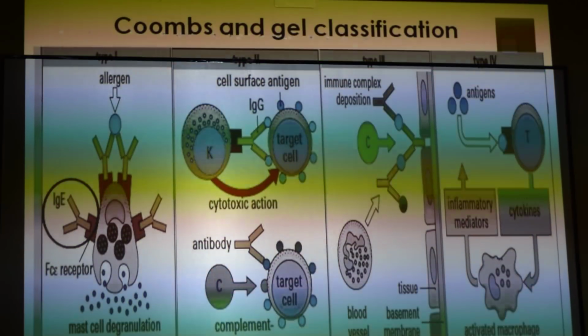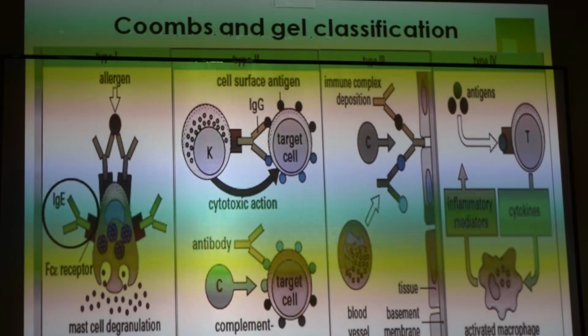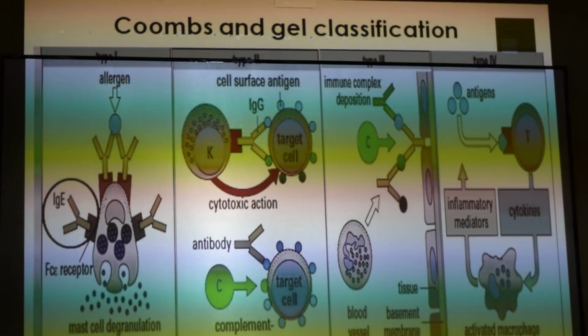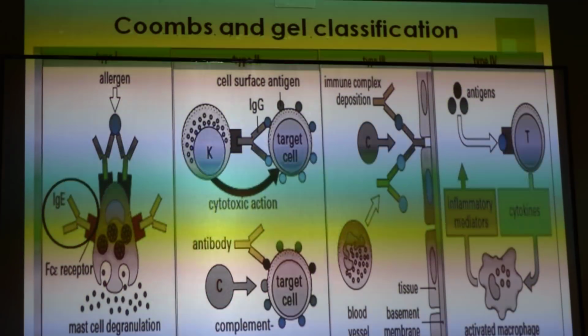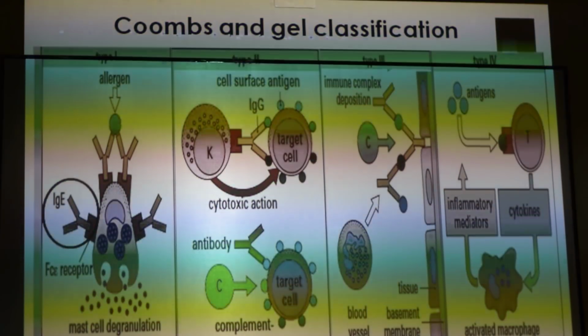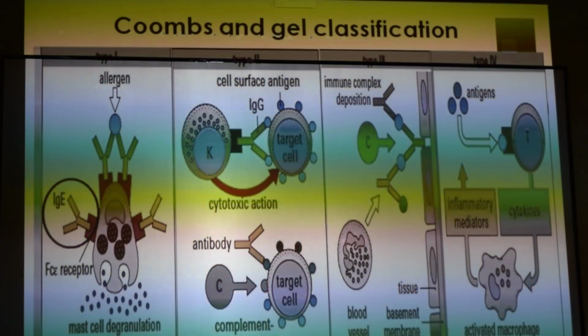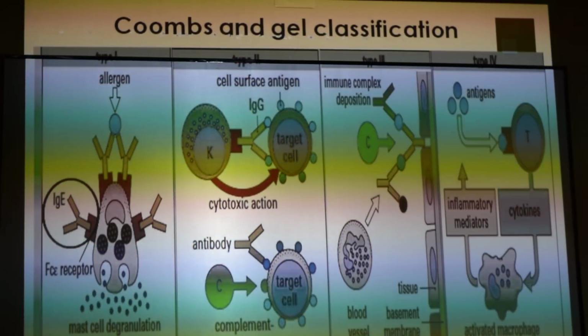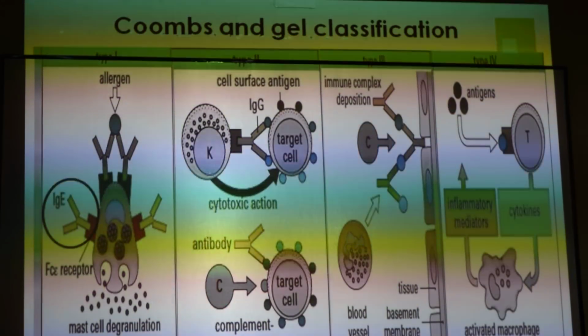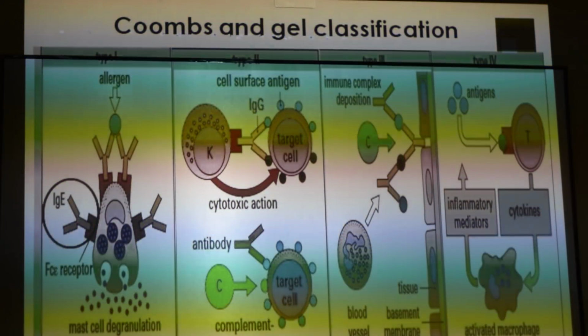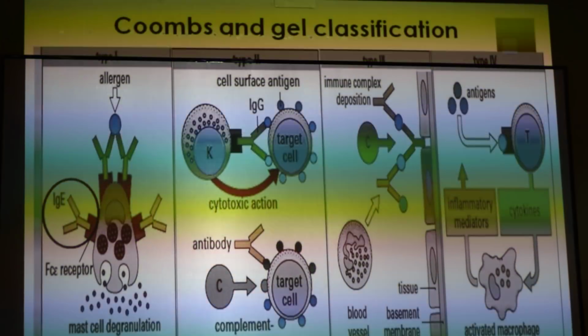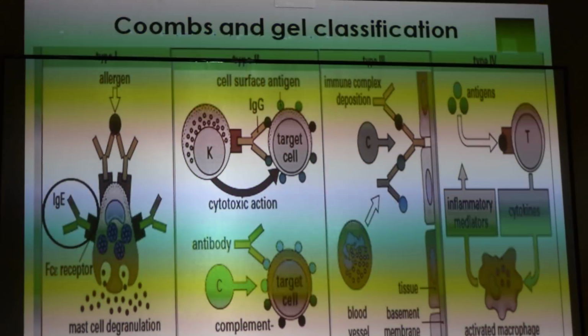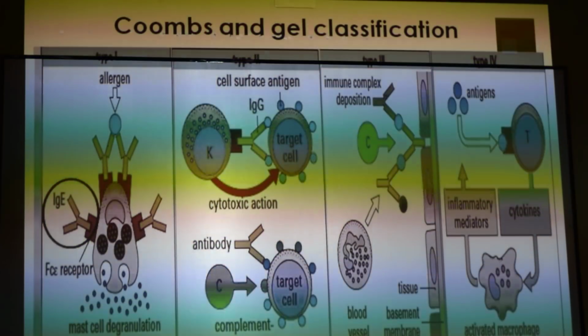Coming to the 4th type, type 4, it is mediated by T cells, in particular Th1. So in this you can see the antigen has bound to and activated the T cell. The T cell will then in turn produce interferon gamma, and that interferon gamma will activate the macrophages, and then the damage will be caused by the macrophages. So these are the 4 different types of hypersensitivity.